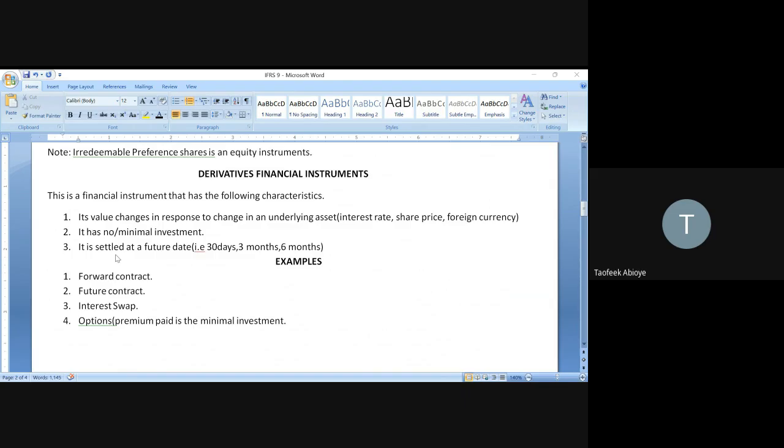So there are types of derivative financial instruments. We have forward contract, we have future contract, we have interest rate swap, whereby we swap interest rate, then we have option. So that is derivative financial instrument. I know I will have questions. Mr. Folashade, Mr. Adeola, do you have any question for clarification so that we can move on?